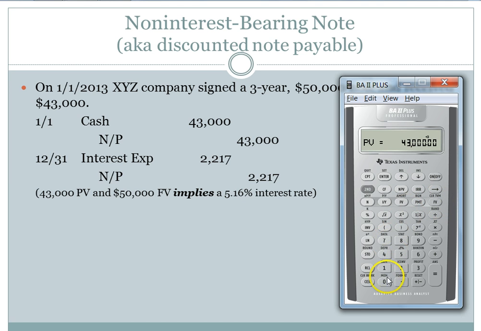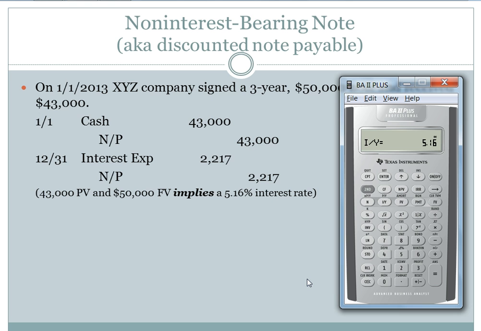Okay, that's straightforward enough. The number of periods for which this note will be outstanding is 3 years. So n is equal to 3, and then I can compute my interest rate per year, and that's where I get the 5.16. If I borrow $43,000 today and repay $50,000 3 years from now, that implies an interest rate of 5.16% annually.